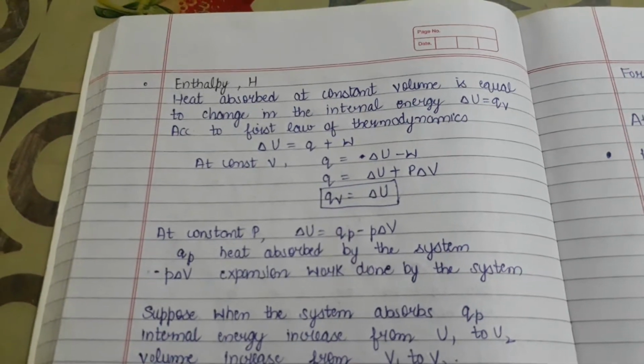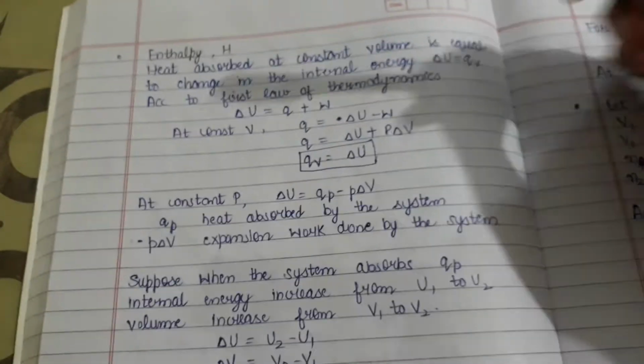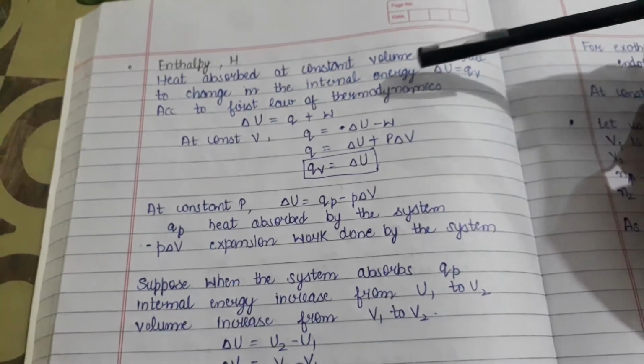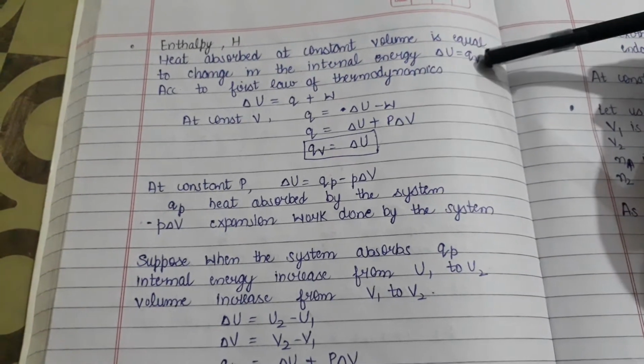Yes, students, today we are continuing with our chapter 6. So, today we will study enthalpy. Heat absorbed at constant volume is equal to the change in internal energy. Delta U is equal to QV.